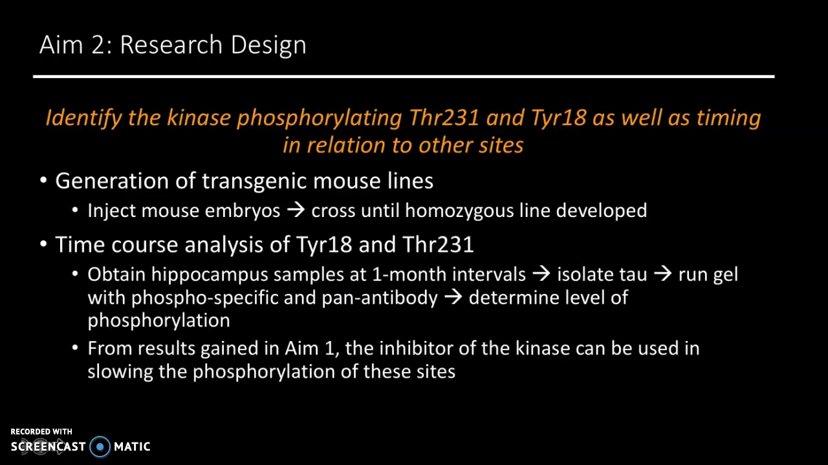I will then perform a time course analysis on the tyrosine 18 and threonine 231 phosphorylation. My plan for this is to obtain hippocampus samples at 1 month intervals over a period of 18 months. At each one of these month intervals, I'm going to take 3 to 5 mice, then dissect and lyse out the hippocampus, purify tau as I described in aim 1, and then run a gel with phosphospecific and pan antibody. For these two sites, the later sites that I mentioned, and alanine 16 as my control site because this will not be phosphorylated. This will help me understand the relative amount of phosphorylation at any given time in the mouse.